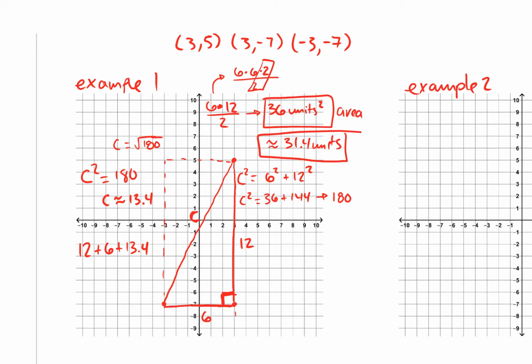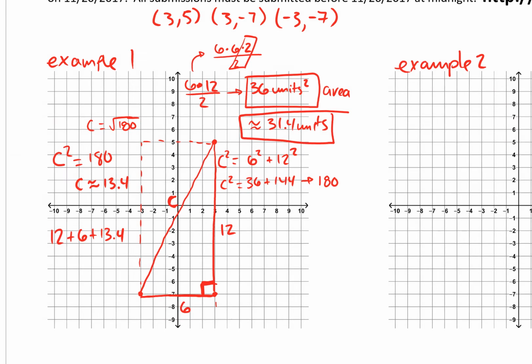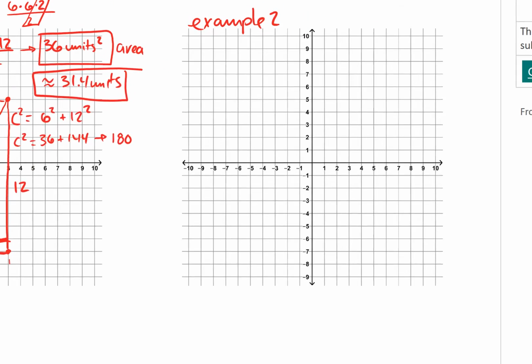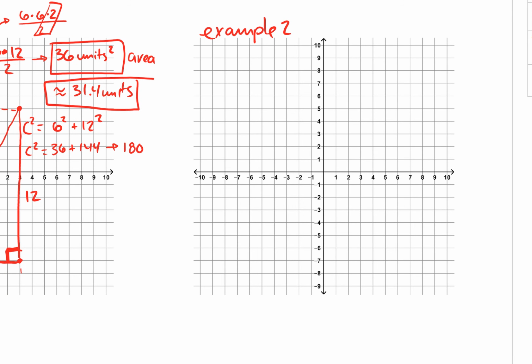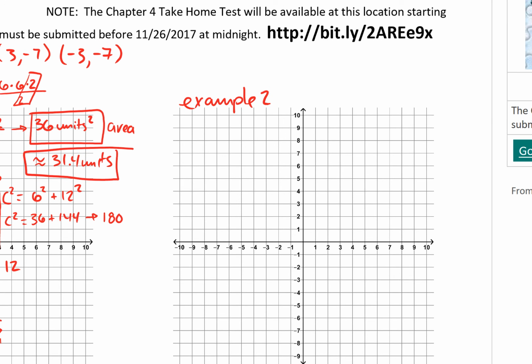So that's the first example. The second example is pretty similar. On it, we're going to go ahead and list this as, I want you to consider these points. So I'm going to give you -5 and 5, and I'm going to give you -1 and 5, and then the last point will be -5 and 1.